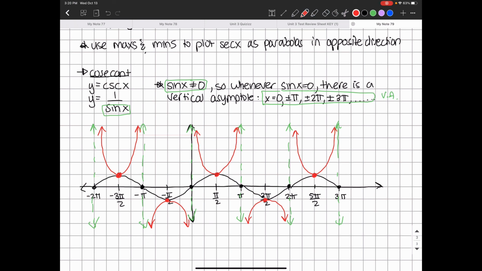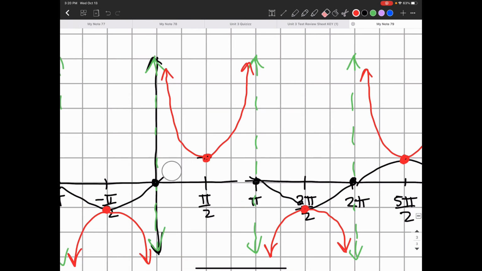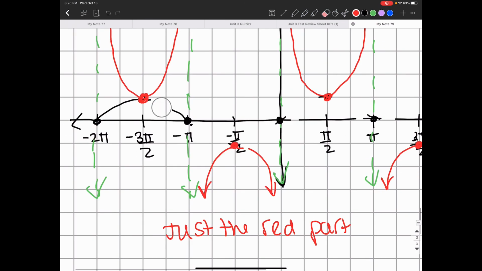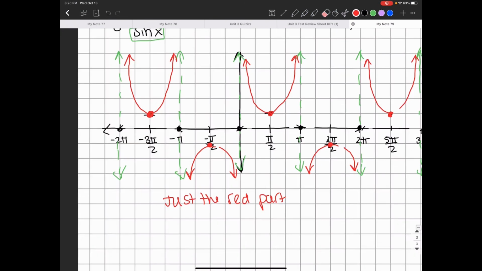Just the red part is the graph. So I can erase all of this other stuff. Now I can erase this as a guideline or as a guide curve. It's not really easy to erase this, but this is the final graph, what it will look like.